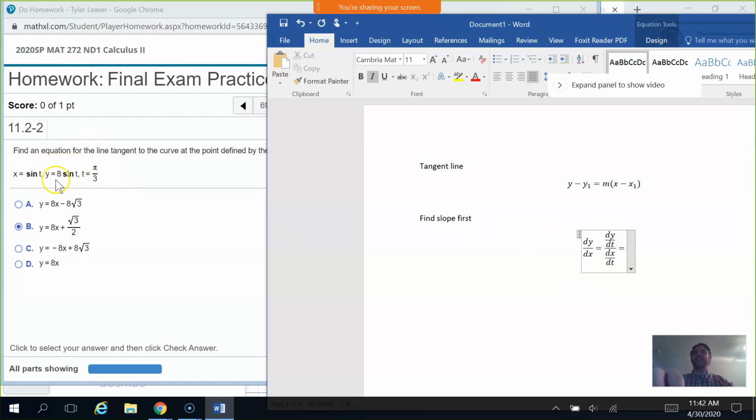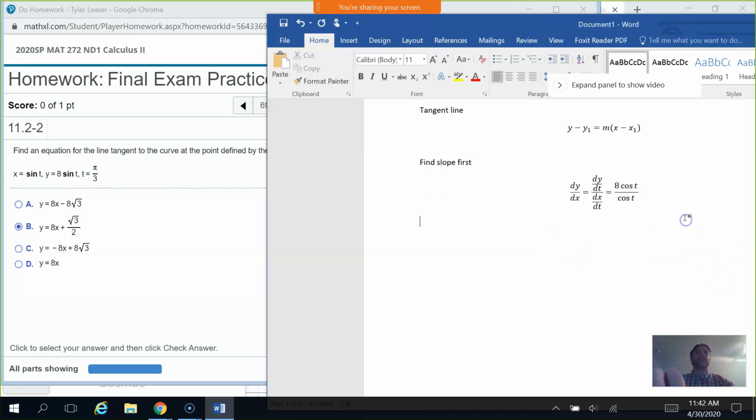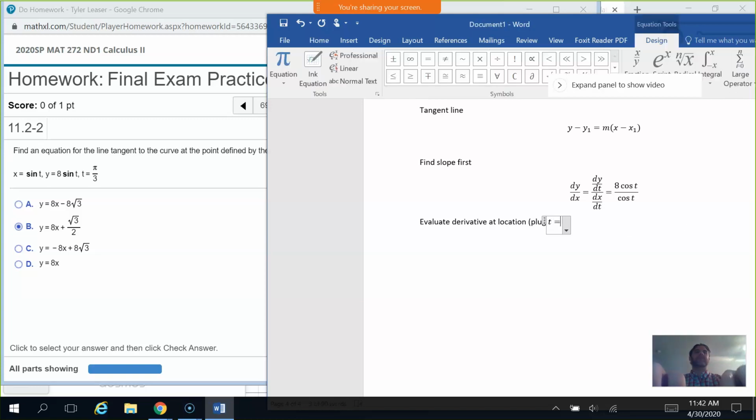So dy/dt, where y is 8 sine t, the derivative of 8 sine t would be 8 cosine t. And we're going to divide that by the derivative of x with respect to t. If x is sine t, the derivative of that is just cosine t. Okay, so now we need to evaluate the derivative at the location. In other words, we're just going to be plugging in t to be pi over 3.